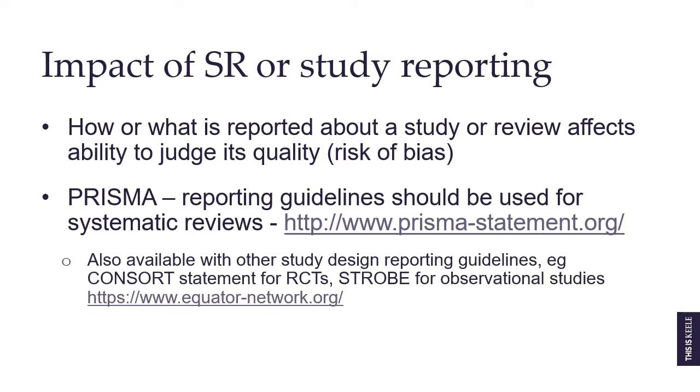There are guidelines for reporting most types of research, including this one, PRISMA, for systematic reviews. Most journal editors now require authors to follow this, although it will depend on how rigorous the peer reviewers are as well. So there are reporting guidelines for all types of studies, and these are available on this EQUATOR website. As you can see, there's a CONSORT statement for RCTs on there as well.